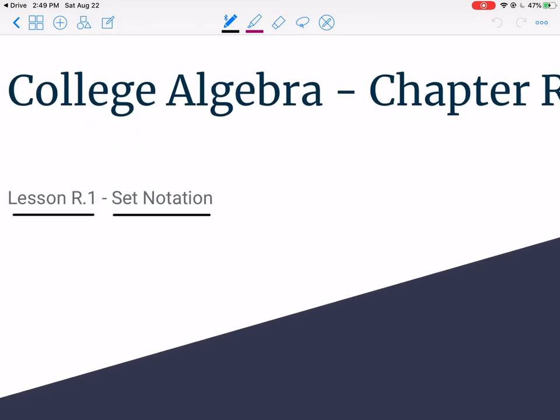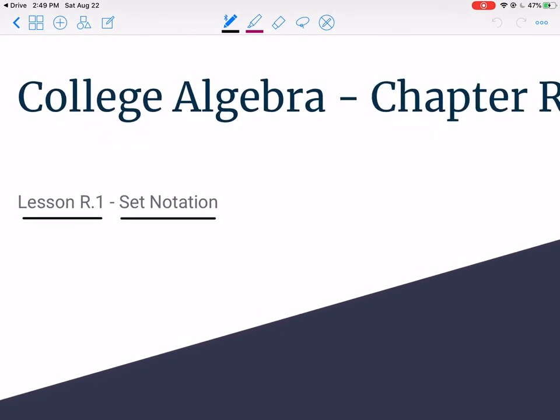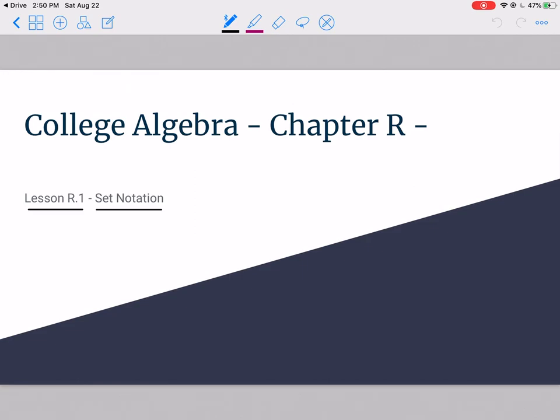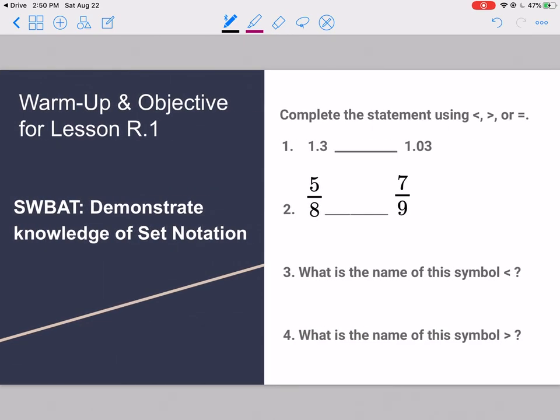And I would like you to grab out a piece of paper and then pens or pencils to write with. Please title your notes Lesson R1. We are learning about set notation today, and make sure that you're either doing this in your notebook or a binder that is specific to college algebra so that you can have your notes all in one place for the year. As with any other video, feel free to pause it at any point, rewind, speed it up, slow it down, anything that you need.